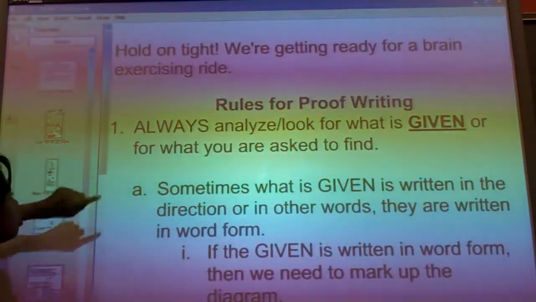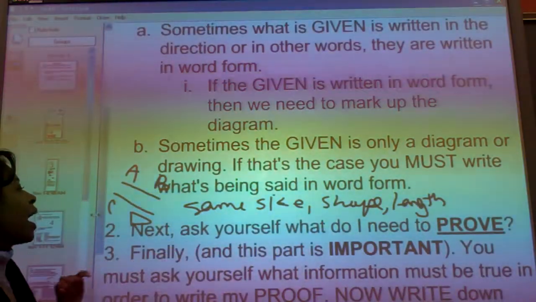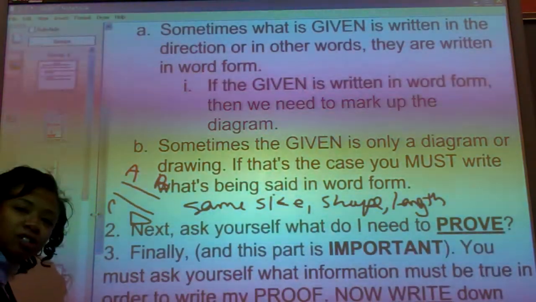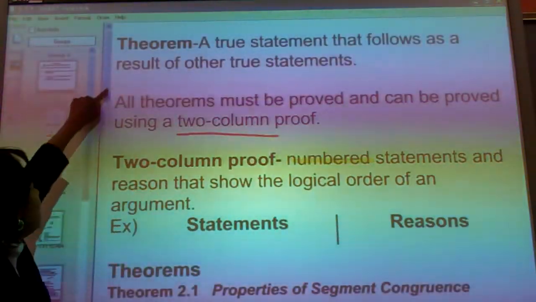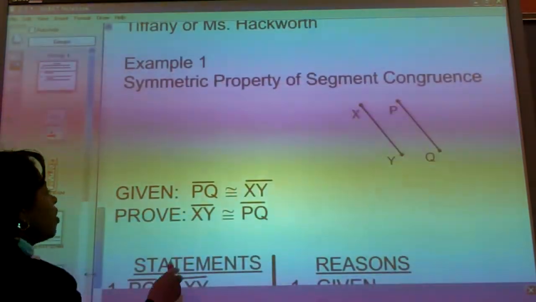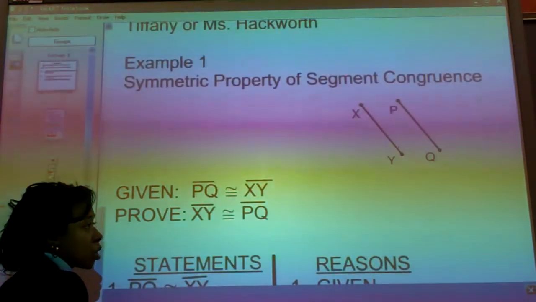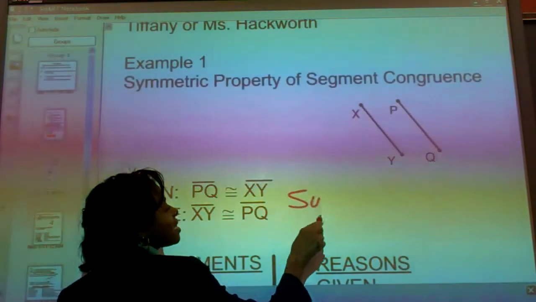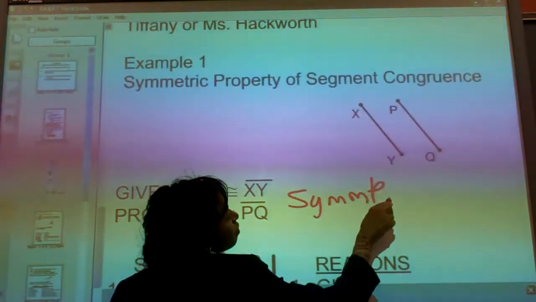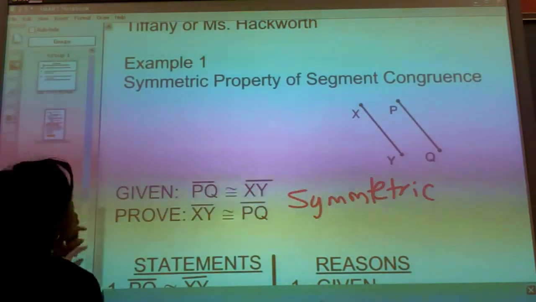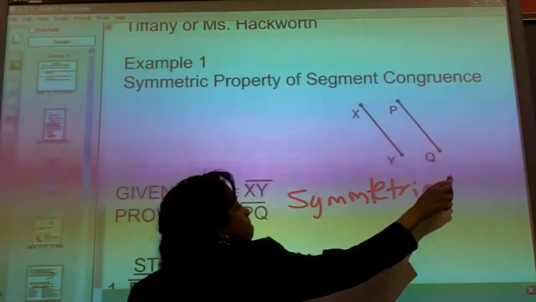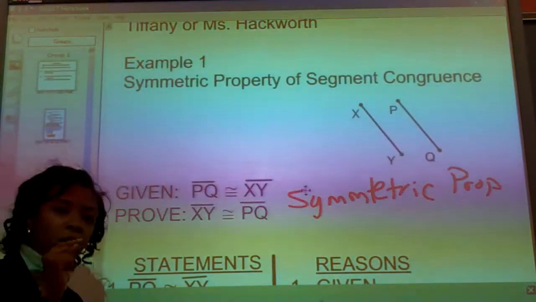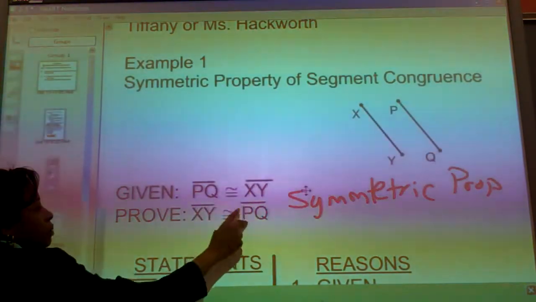Now I'm following step 2. Step 2 is, okay, I ask myself, what do I need to prove? And then the third part is, I write down the definitions, postulate, or theorem that will prove that. So I immediately say, oh, shucks. They want me to prove that segment XY is congruent to PQ. I see their switch, and I immediately say, oh, that looks like the symmetric property. So now I've already got in my head what I need to prove, and I'm going to use that information to prove that these two can be switched.